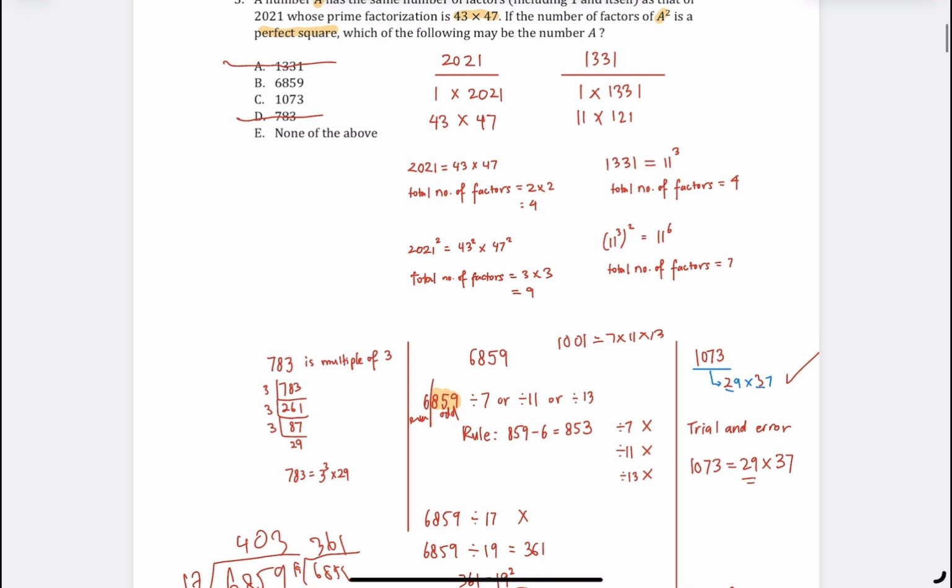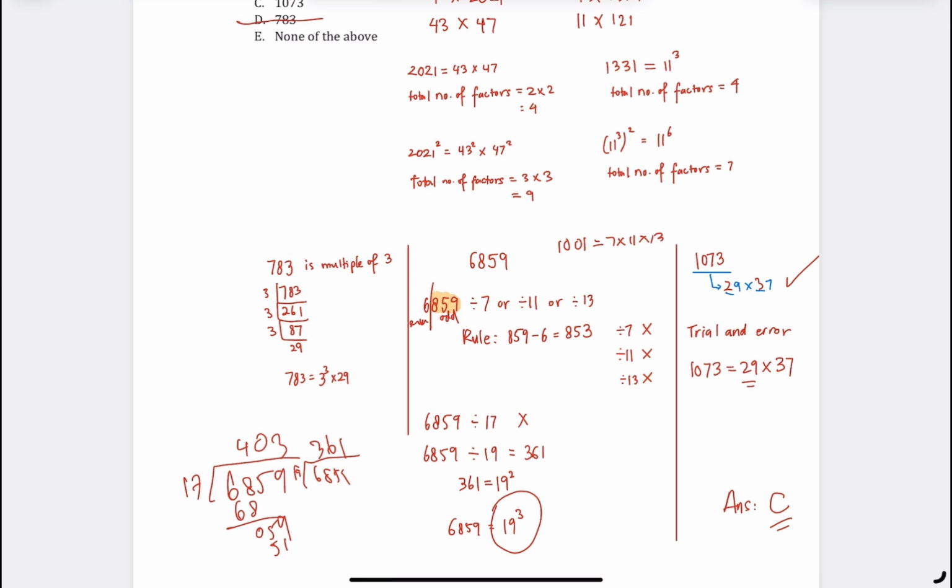Okay, then we can slowly check. For I, normally they will require you to check, divide and multiply with some random, very difficult numbers. So you have to do it. In this case, you see what I did here? I divide this by 17. I found out that it is not a multiple of 17. When divided by 19, it is a multiple of 19. 6859 divided by 19, I have 361. And if you memorize your perfect square numbers, you realize that 361 is also 19 squared. So that means this number will be 19 to the power of 3.